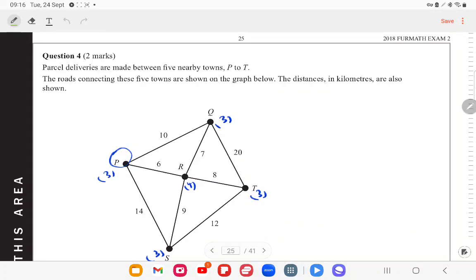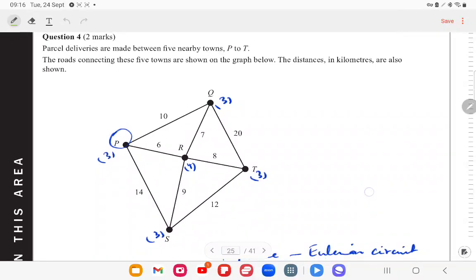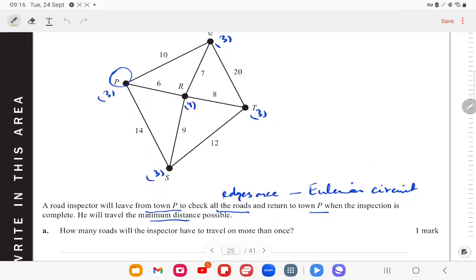I'll continue to work on question 4 because it is a slightly different Eulerian circuit question. It was an interesting one, and I've seen a minimum distance question come up pretty often in the exams. So this question says parcel deliveries are to be made between 5 nearby towns, P to T. The roads connecting these 5 towns are shown. A road inspector will leave from town P to check all the roads.